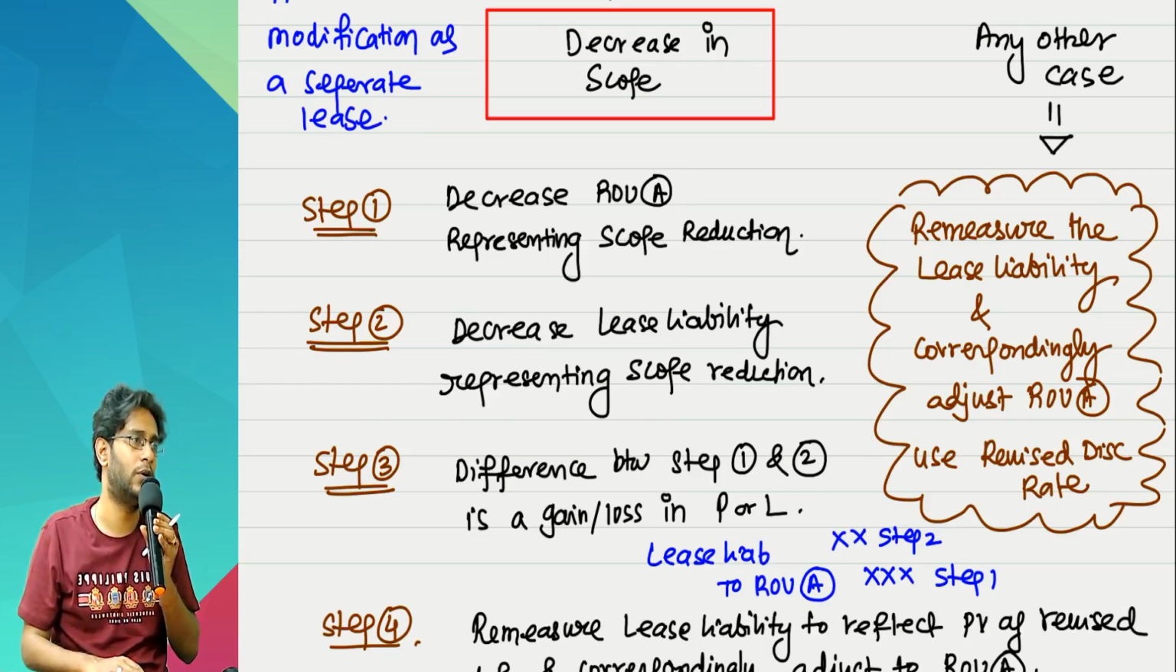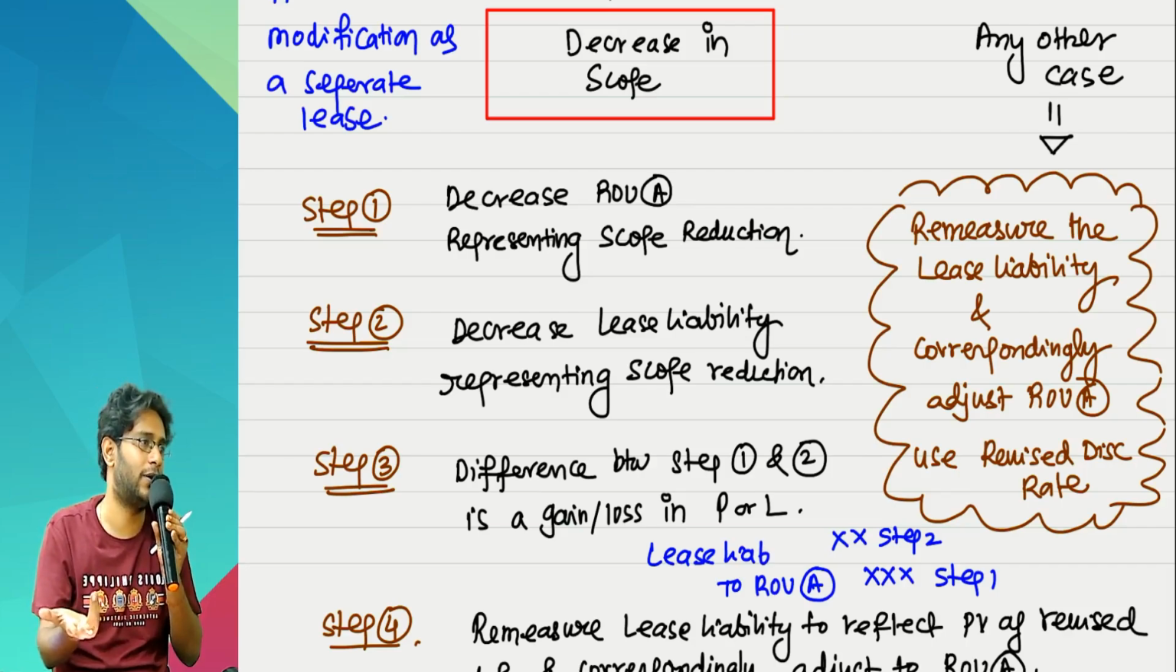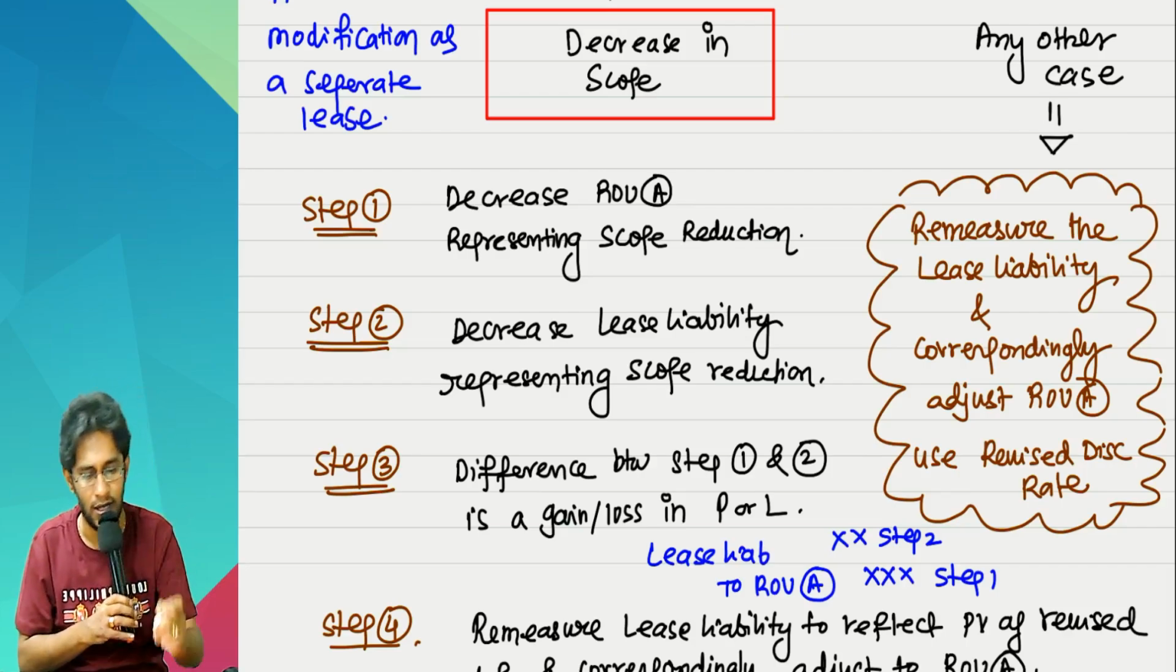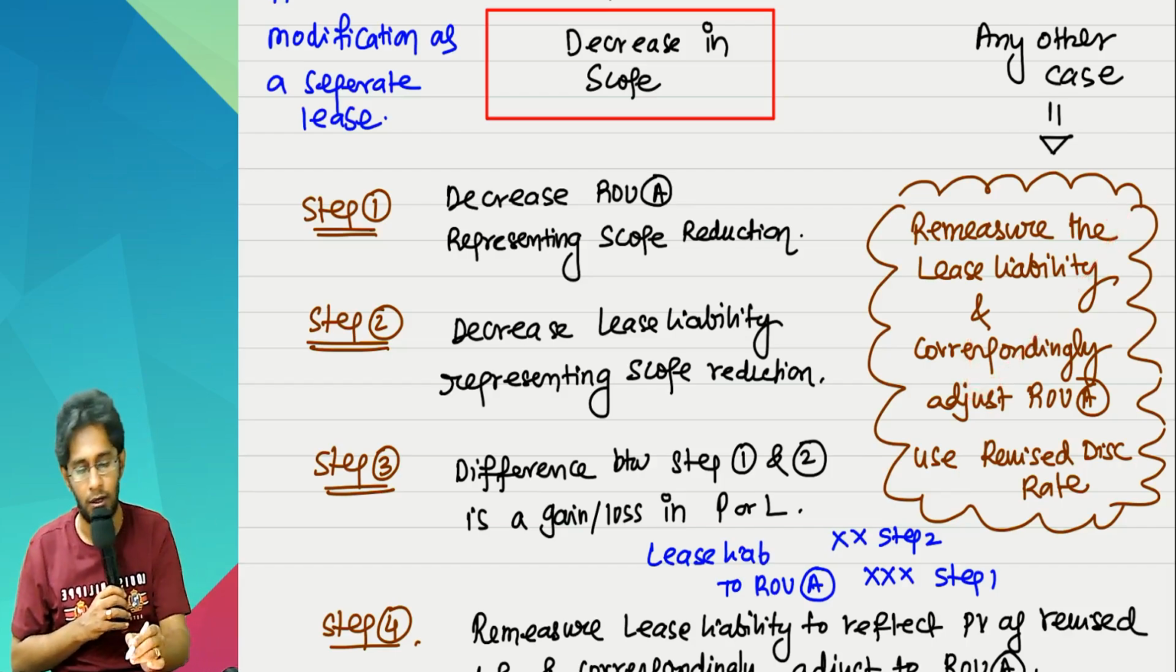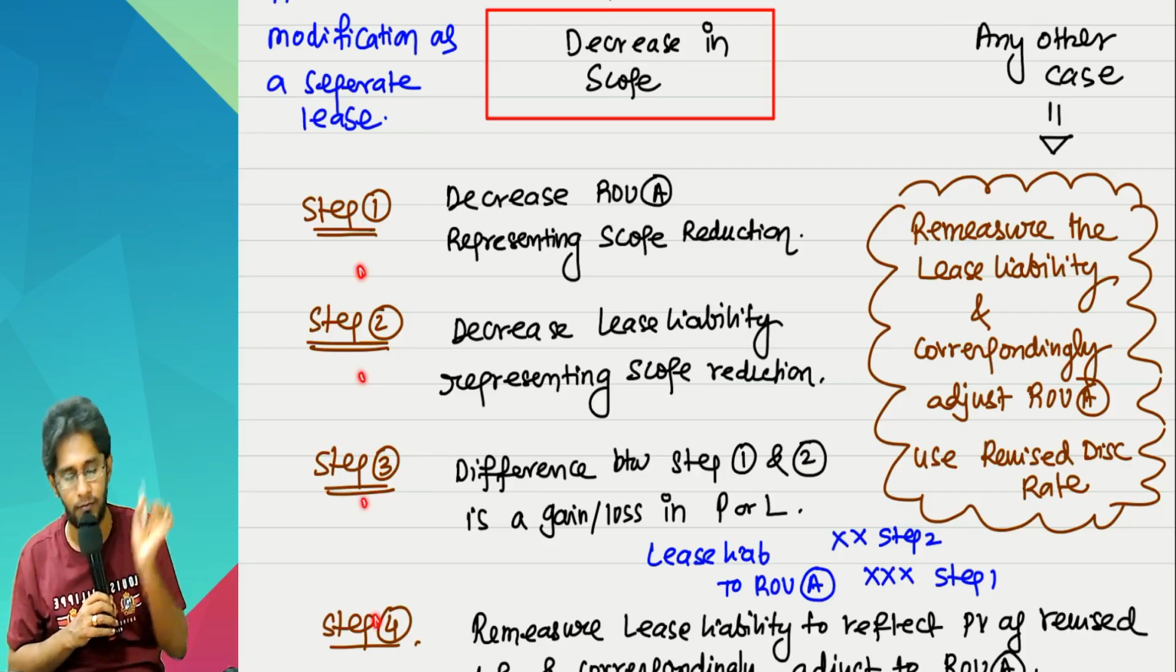Reassessment, what did we do? Just remeasure the lease liability correspondingly impacted to ROU asset. Same thing. Reassessment, what you did, same treatment here. Modification also same treatment. Decrease in scope, you should be careful.